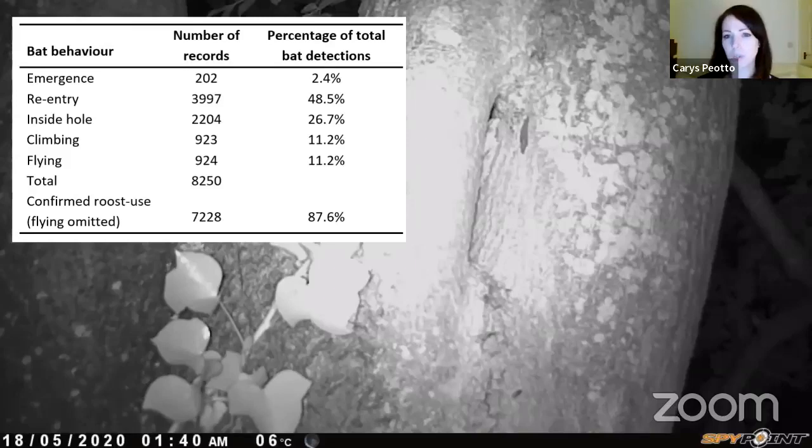But what we really want to achieve with this approach is to confirm if a feature is an active bat roost. So to get an understanding of this, we omitted the flying records, because although flying is most likely a precursor to re-entry or perhaps post-emergence, we couldn't be sure, because the cameras are placed a little bit away from the feature, it is plausible that the bat has just flown by. So we omitted them to take a precautionary approach. Even with that, 87% of the bat detections could be used to confirm a roost, proving proof of concept.